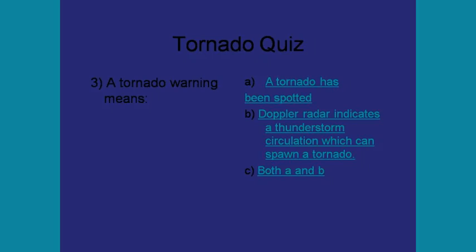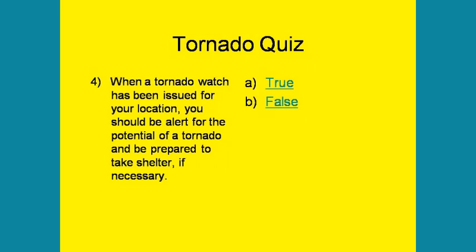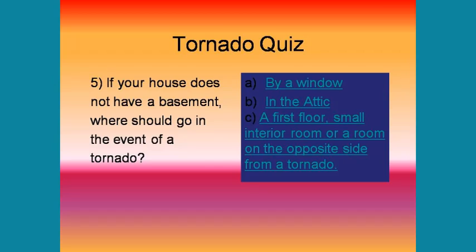A tornado warning means Doppler radar indicates a thunderstorm circulation which can spawn a tornado. Next, when a tornado watch has been issued for your location, you should be alert for the potential of a tornado and be prepared to take shelter if necessary. True or false? It's true. Next, if your house does not have a basement, where should you go in the event of a tornado?